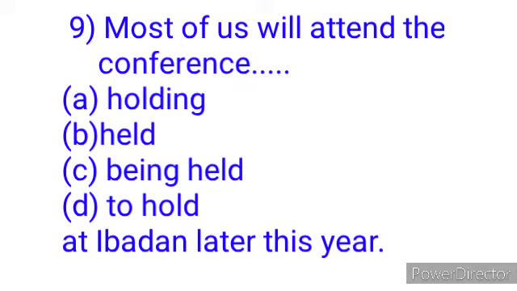Future continuous tense tells us that something will happen in the future and will last for a period of time. So, because the conference will hold later this year shows that it will happen in the future. And you know that conferences last for a period of time. So, that's why this sentence is in the future progressive tense or future continuous tense.